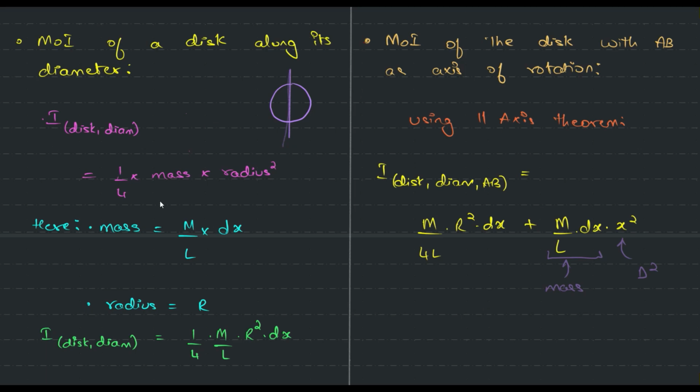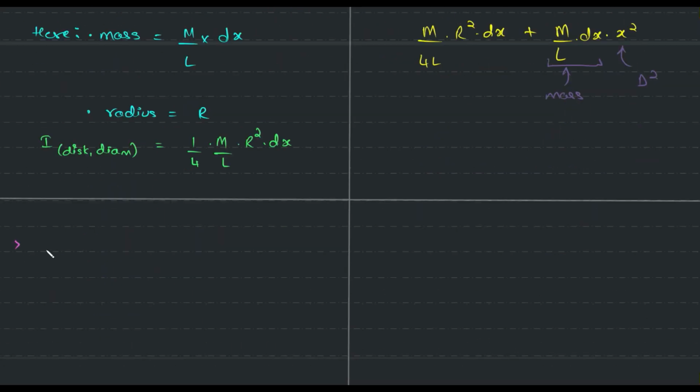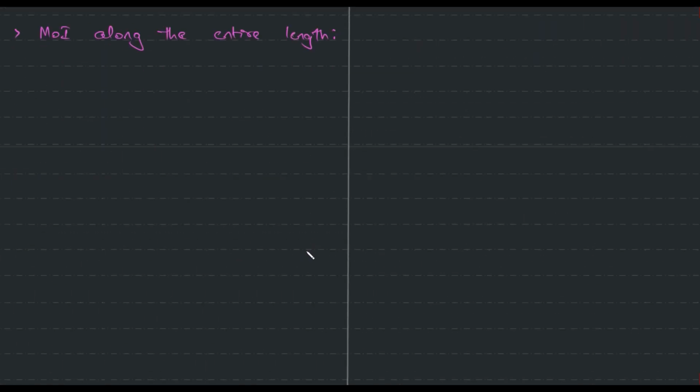Okay. So yeah, we're almost there. This is for a single disk, but we have many such disks. So now we have the moment of inertia along the entire length, which would be an integration. I don't know if you guys know this, but okay, let me not. It's already long enough. I don't want to confuse you guys more. So we have to integrate from one end to the other end, so minus L by 2 to L by 2, right?